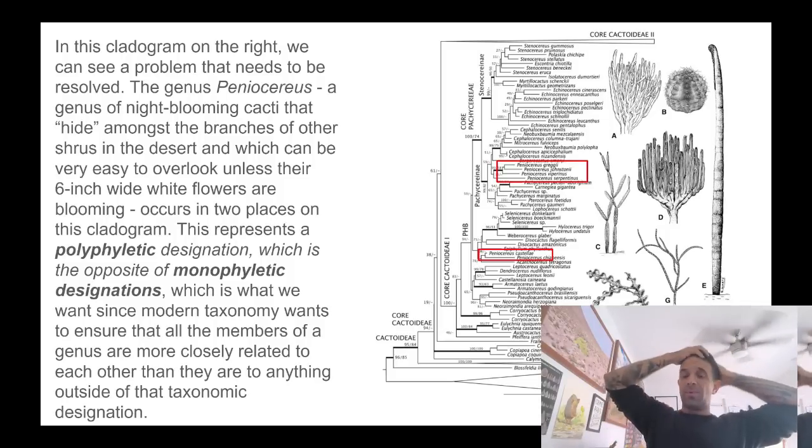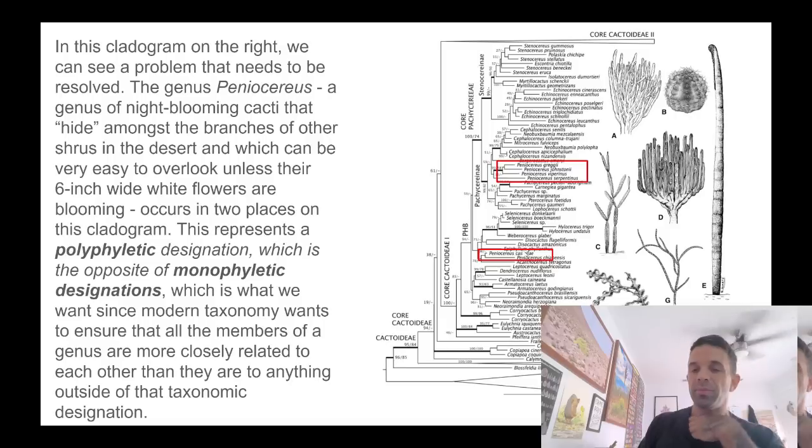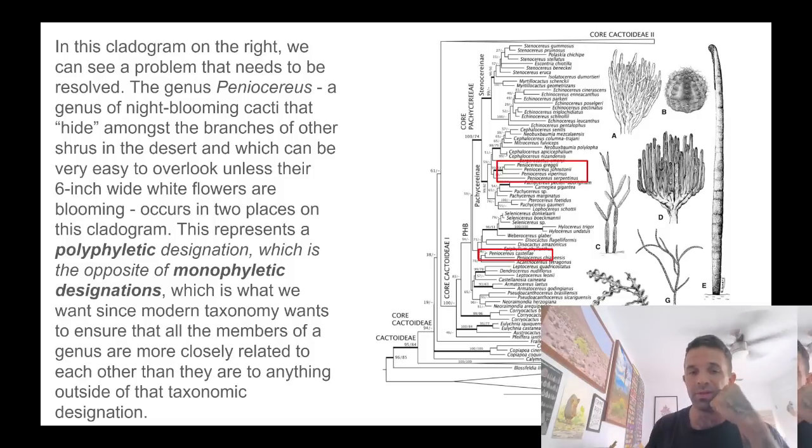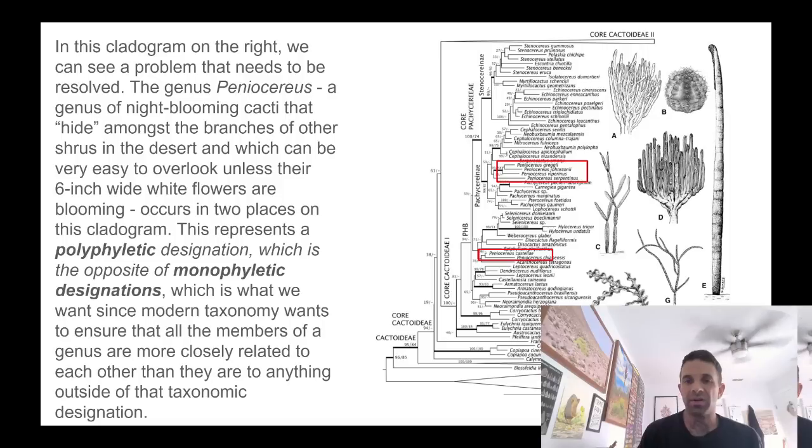Both bloom at night. Both of these clades, these groups, bloom at night. They produce a stem that's generally spineless and just kind of pencil thin in some cases, and grows up through another plant. Okay, so they look a lot alike, but it turns out they're not that closely related.